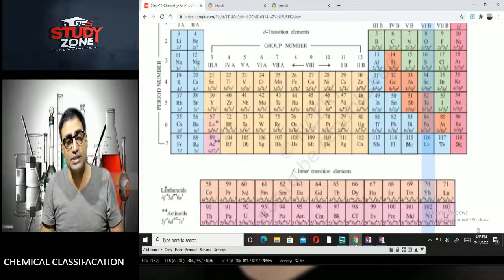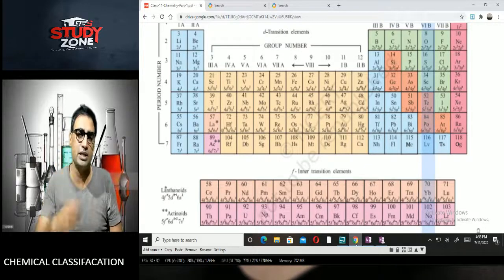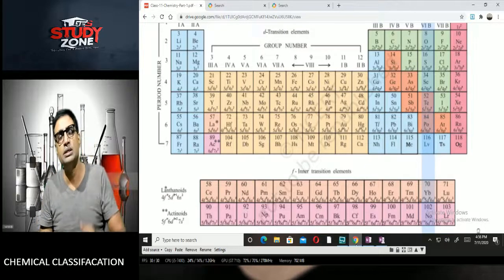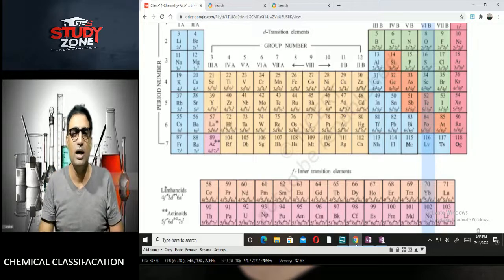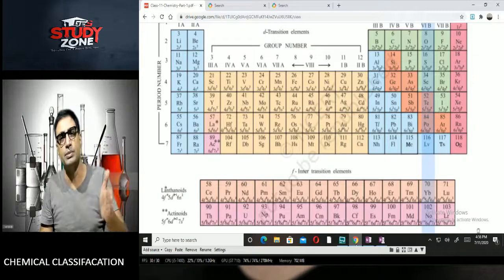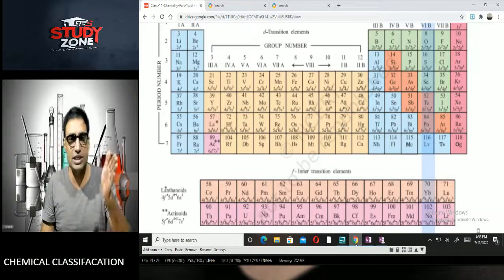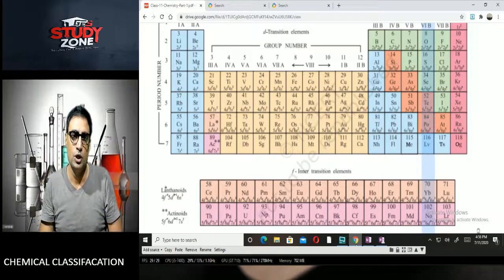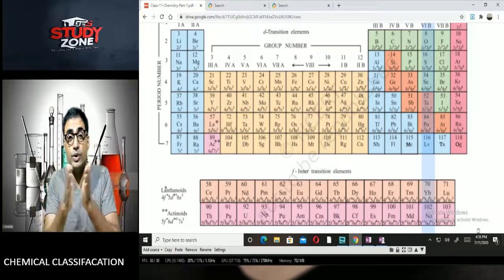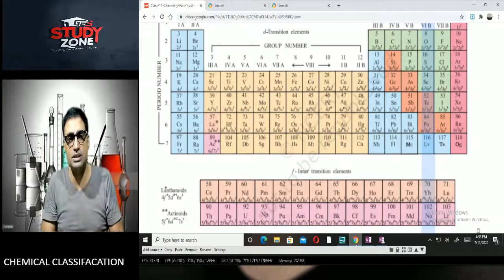As far as demerits are concerned, there are mainly 2 demerits of the modern periodic table. The first one is that it does not have a proper position for hydrogen. Hydrogen in some of its chemical and physical properties resembles first group elements, and in most of its chemical and physical properties, it resembles the 17th group elements. So there was a question where to put it. The position of hydrogen is not very certain in the modern periodic table.